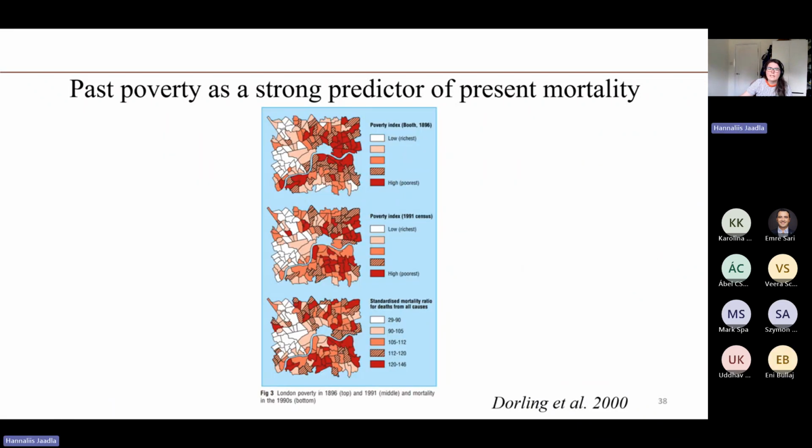In a paper, Doling et al. use this data. They have a poverty index calculated using the Booth data from 1896. So we have in London, as I mentioned, the West End is the richest area, so more white, and the poorest areas are more in the East End, early in the 20th century. And then they use measures of poverty indexes from the 1991 census, which show a very similar pattern, and also a standardized mortality ratio, which again has this west to east pattern.